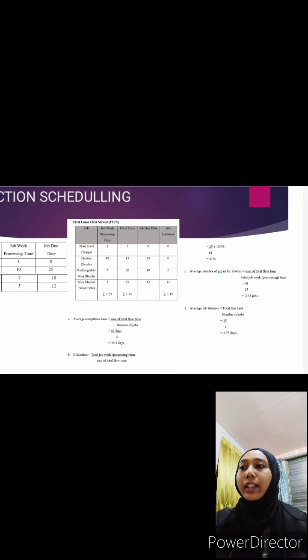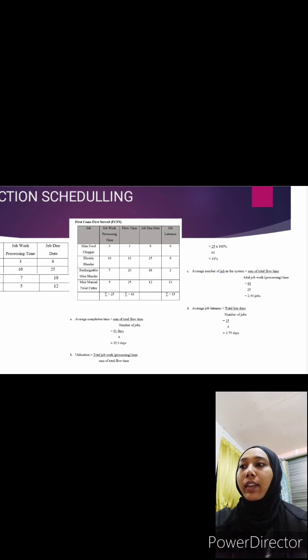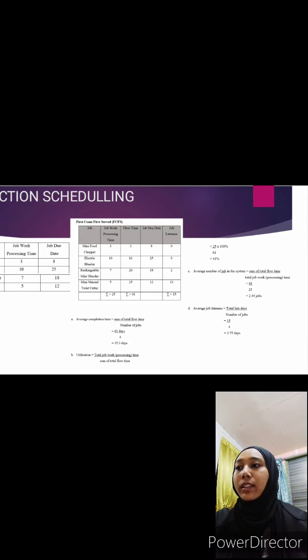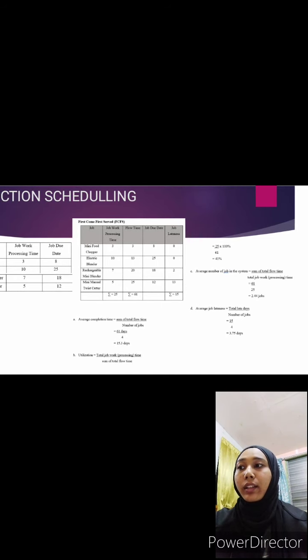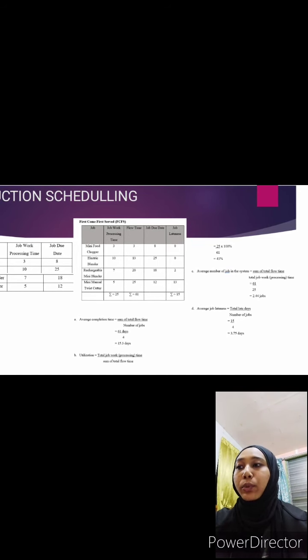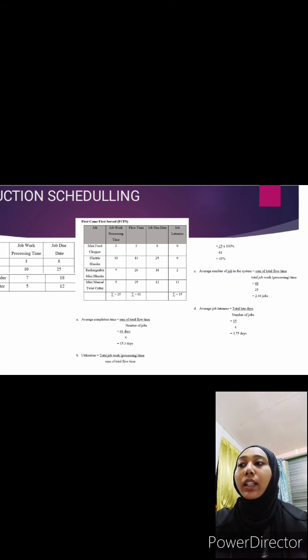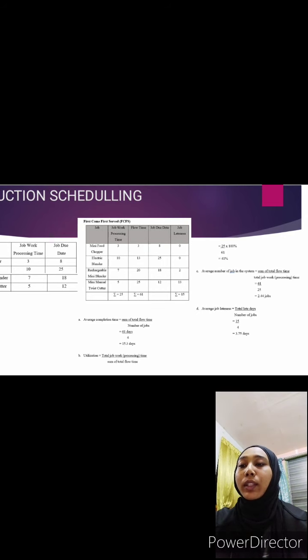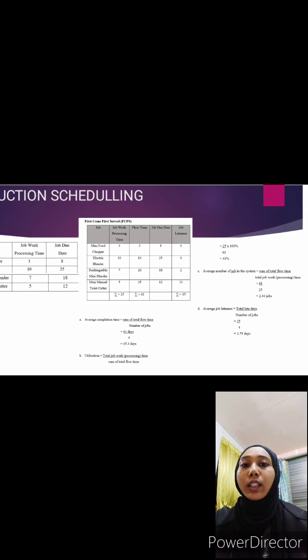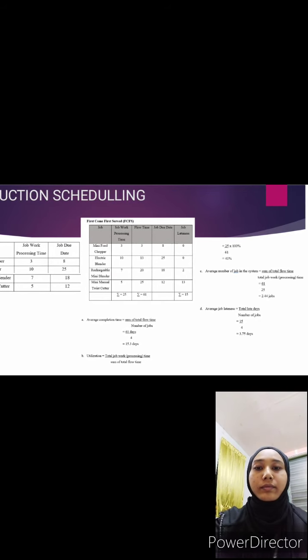So the next is production scheduling. So before we start the method, first come first serve, there is a table that gives us the value of job work processing time and job due date. Also the jobs, which we can see here: mini food chopper, electric blender, rechargeable mini blender and mini manual twist cutter. So we use this table to do our first come first serve method.